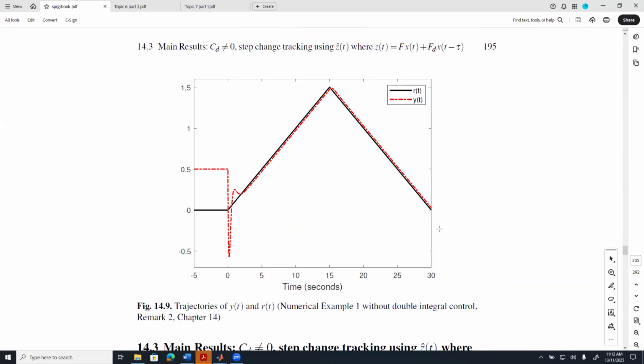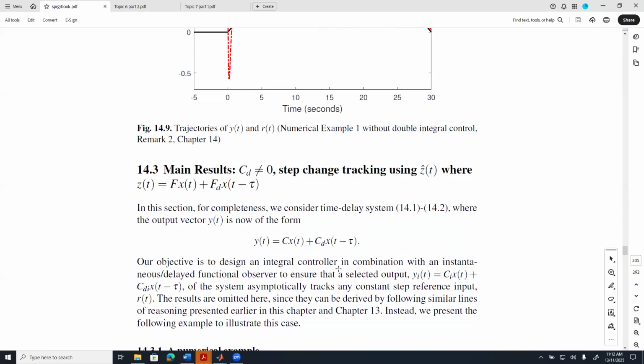Okay, and then this is just to show that without using a double integrator, we exhibit a steady state error. And that's exactly what happens in classical control. When we look at the steady state error analysis, if the system is stable but we don't have double integrators in there, we have steady state error. And then we even went further.